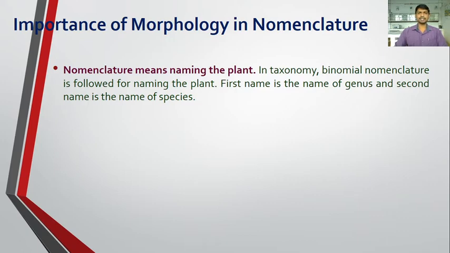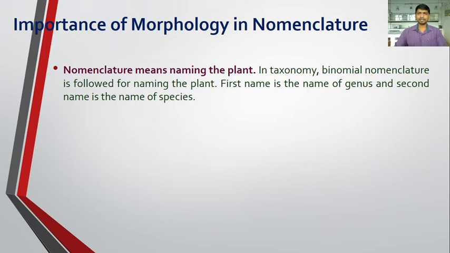Nomenclature means naming the plant, giving the name to the plant. In taxonomy, binomial nomenclature is followed for naming the plant. The word used is binomial, which means it comprises two names. The first name is the name of the genus and the second name is the name of the species. This is the nomenclature system where two names are assigned while giving a name to the plant.